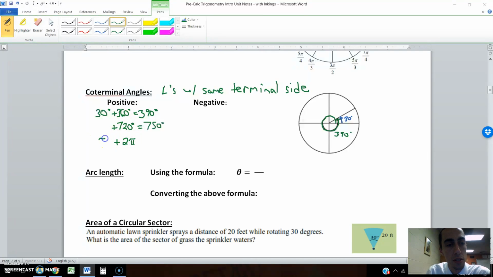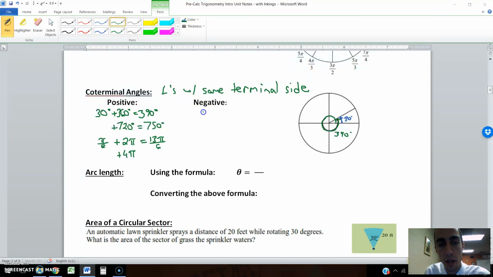So for instance, you could be starting at pi over 6. Add 2 pi to that, then you'd be at 2 1/6 pi, or 13 pi over 6. And you could also add 4 pi or 6 pi or any multiple of 2 pi, just like you could add any multiple of 360 degrees.